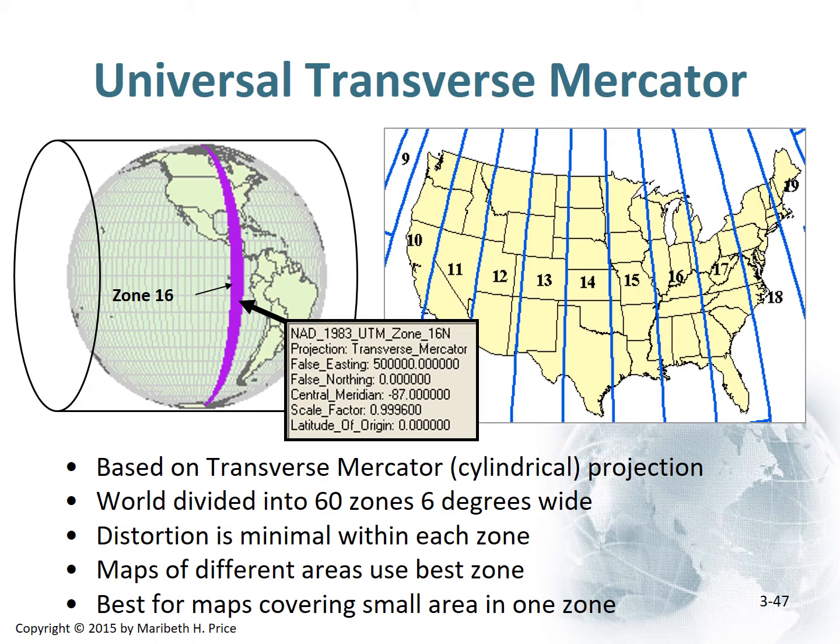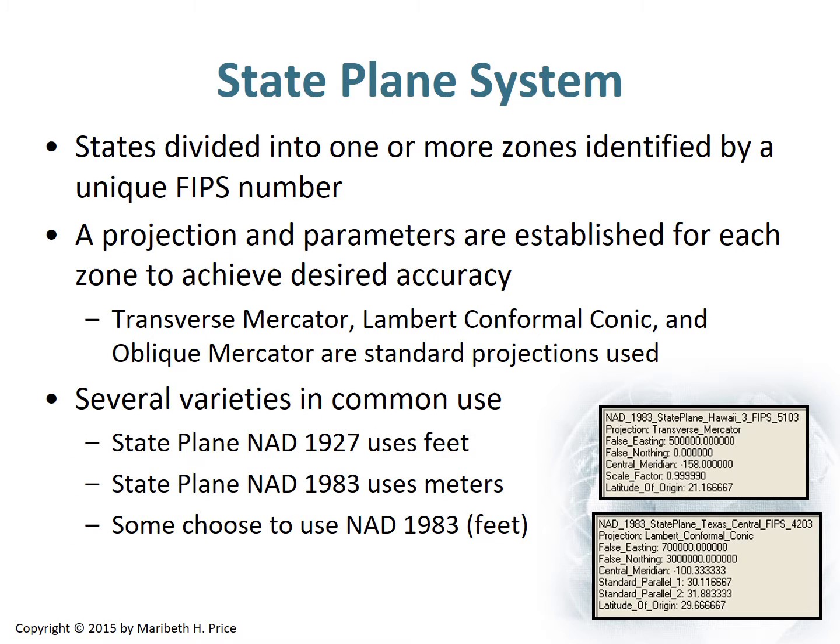Thus, when you rotate it around the minor axis of the ellipsoid, the center of that zone moves, and wherever it's at, within a certain distance of that, it's a pretty accurate projection. Turns out that when you make 60 zones globally, 6 degrees wide, using this idea of rotating this transverse cylinder, it does a really good job.